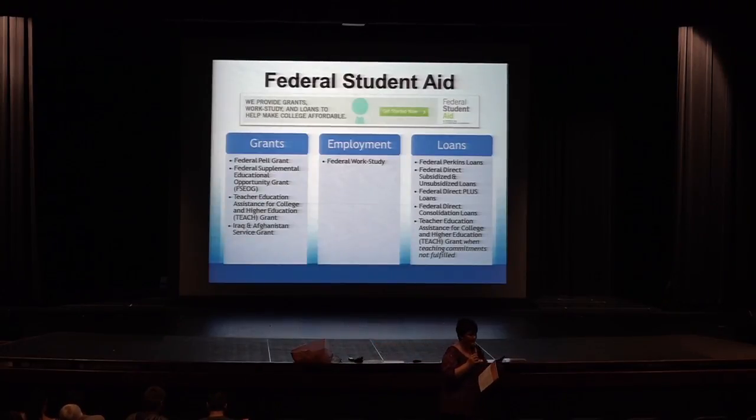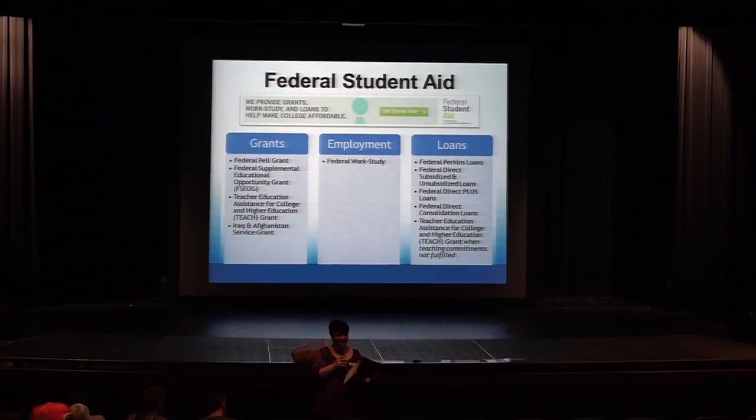There's also the FSEOG grant. Again, you have to meet the same eligibility requirements, and you can receive anywhere from $100 to $4,000 a year based on your financial need. Not every post-secondary institution will grant this particular grant. So if you think you may be eligible for it, and it is going to determine what college you go to, make sure that you ask that post-secondary institution, college, if they accept that grant.